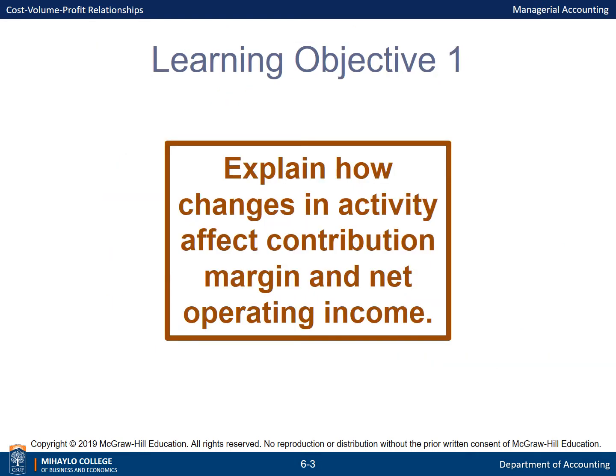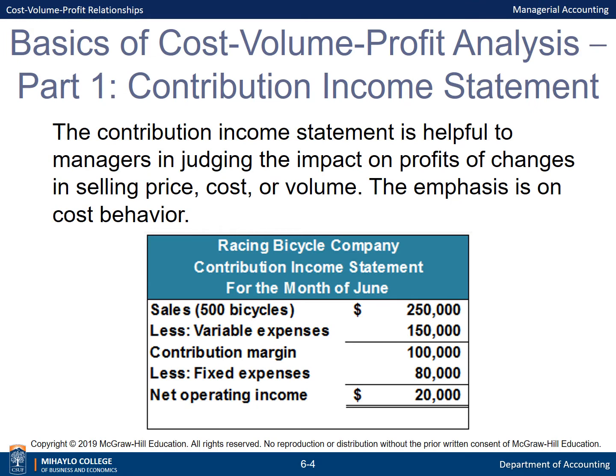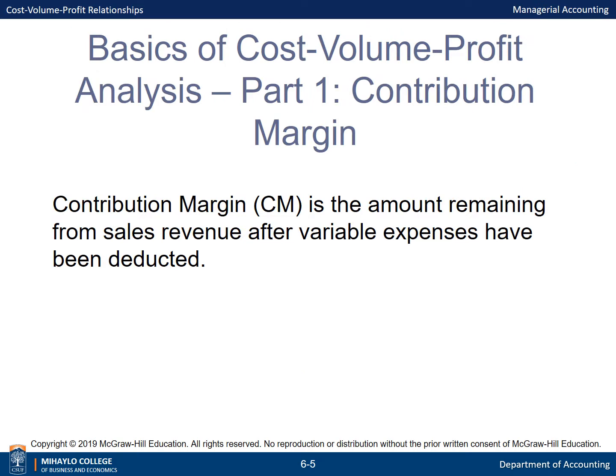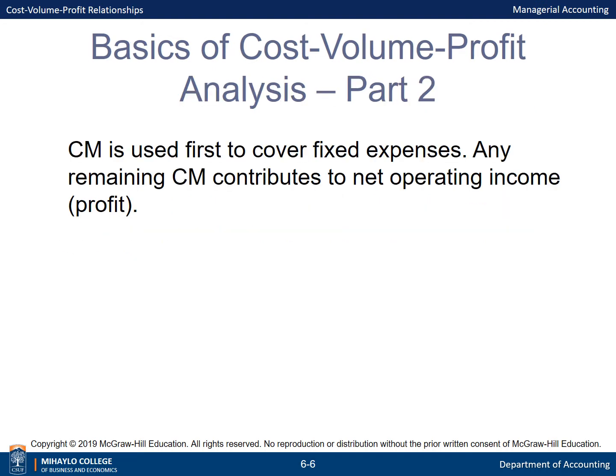Learning Objective 1 is to explain how changes in activity affect contribution margin and net operating income. The contribution income statement is helpful to managers in judging the impact on profits of changes in selling price, cost, or volume. The emphasis is on cost behavior. Contribution margin, CM, is the amount remaining from sales revenue after variable expenses have been deducted. Contribution margin is used first to cover fixed expenses. Any remaining contribution margin contributes to net operating income.